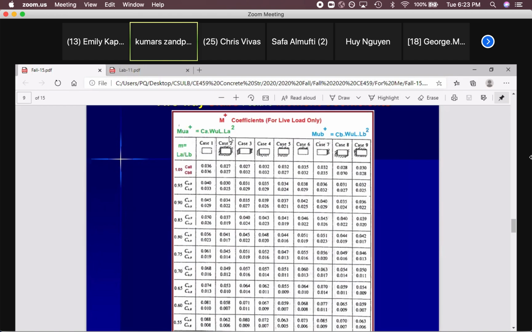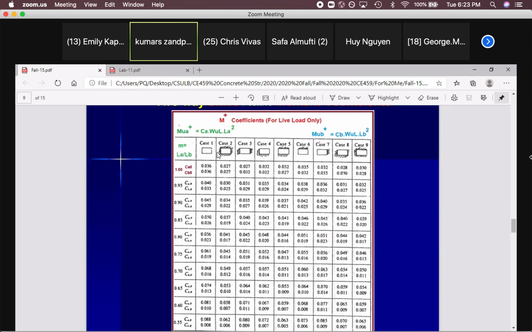Okay, so MUA, that's the equation. MUB, that's the equation. Find the CA and CB for omega UL: 1.6 times live load, the other one 1.2 times dead load. So you can find MUA positive dead load, MUA positive live load, add them together, that's your MU positive. That's it.